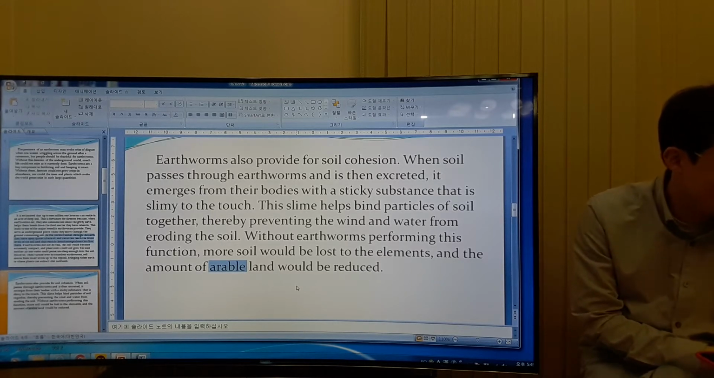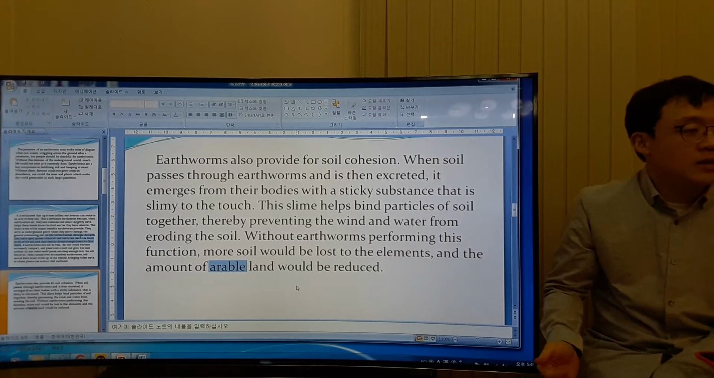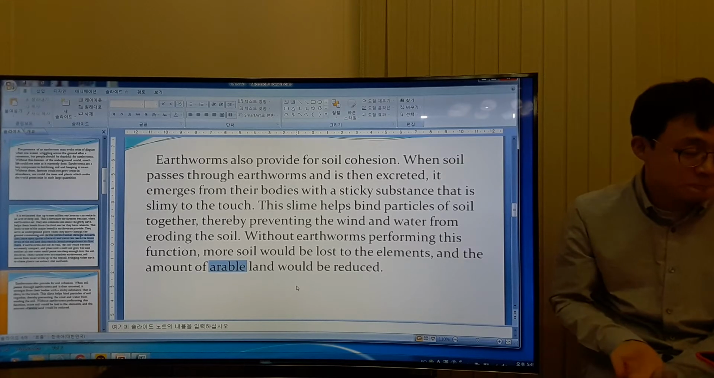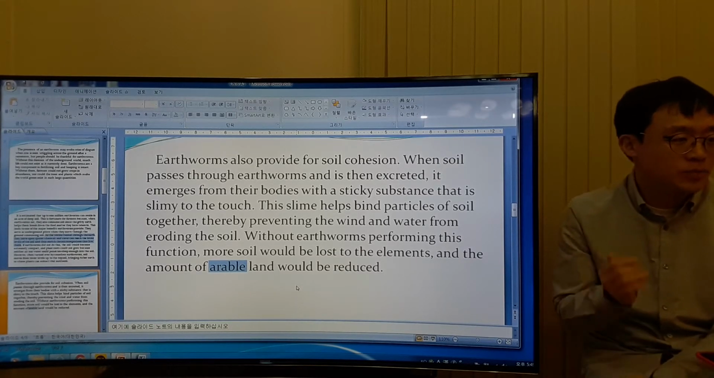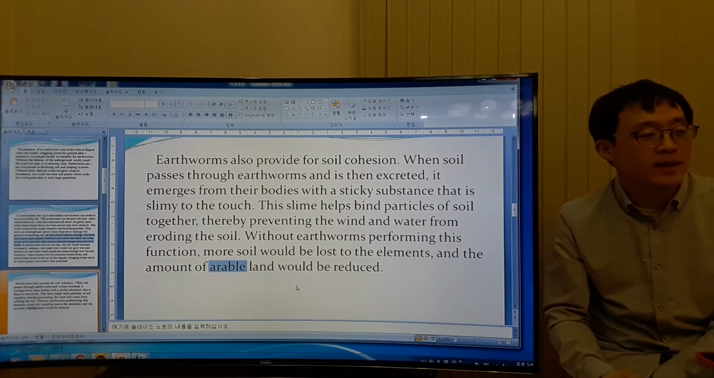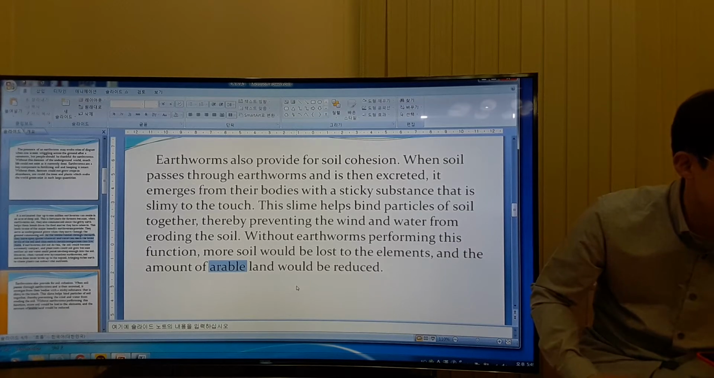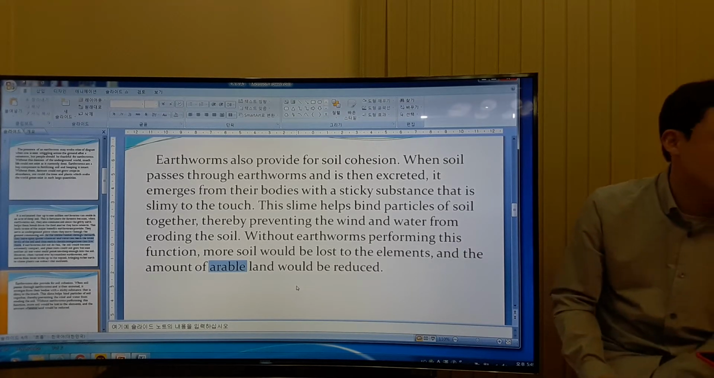All right. So what is this part? The second function of the earthworms, which is what? Making soil cohesion possible. Provide for means what? It means make something possible. Provide for soil cohesion means make soil cohesion possible.